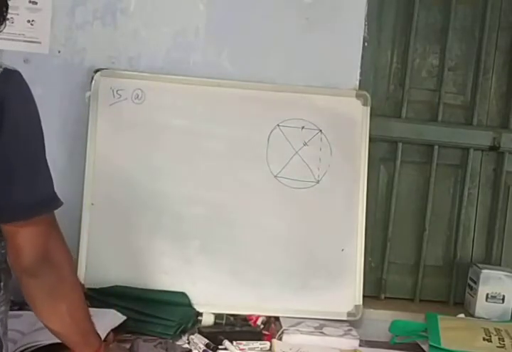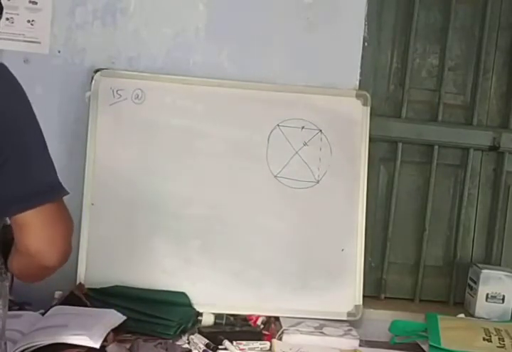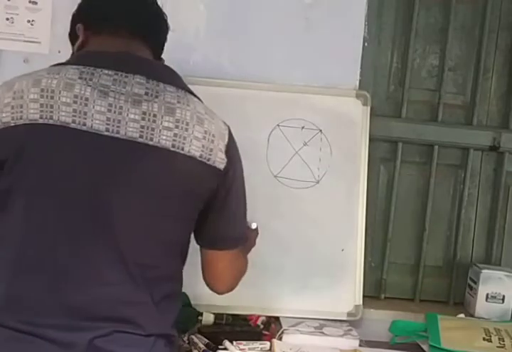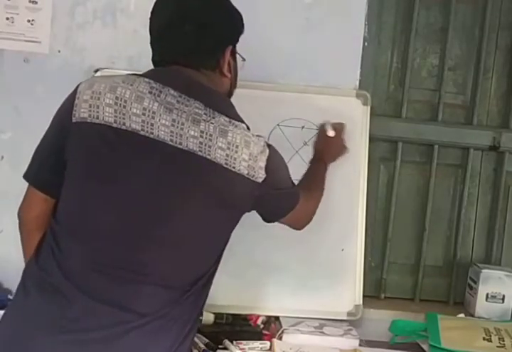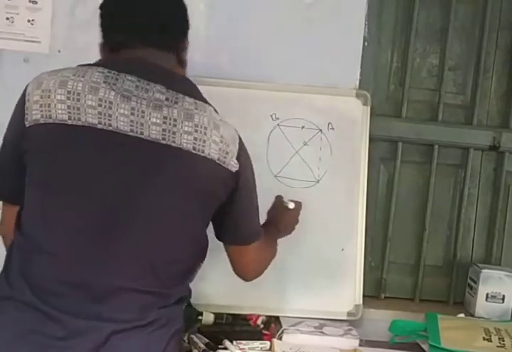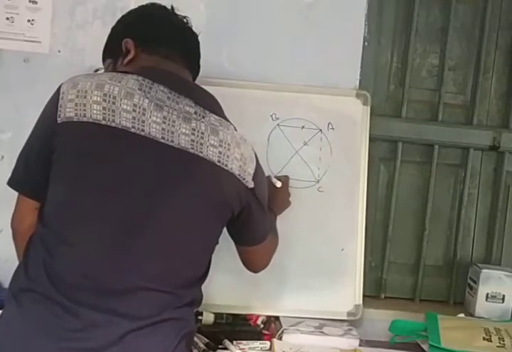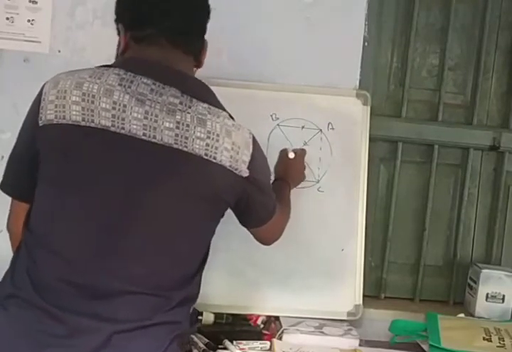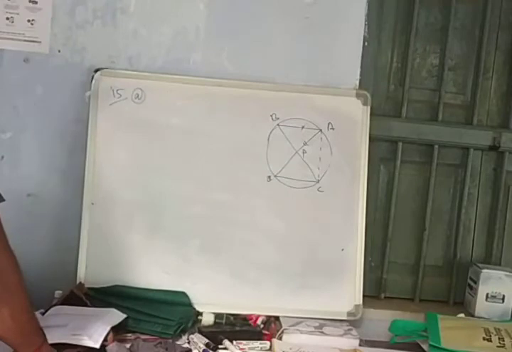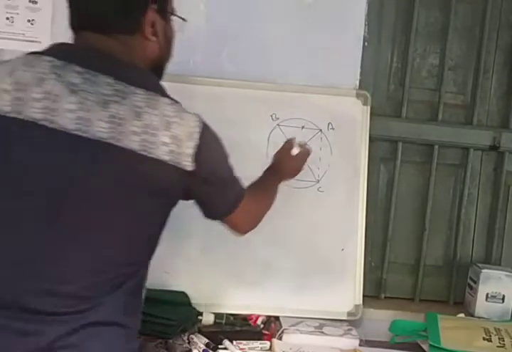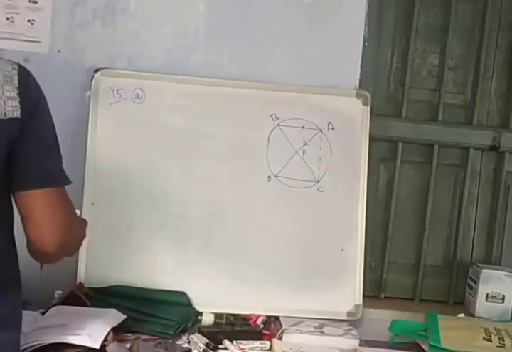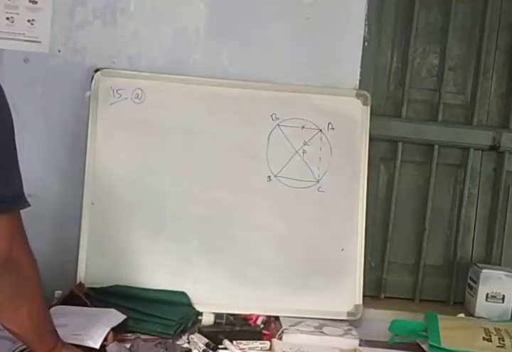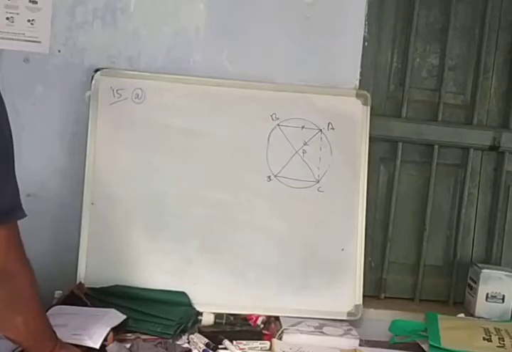It is given that in the figure P is the point of intersection of two chords BC and AQ. Name them: A, B, C, Q and P. P is the intersecting point of BC and AQ such that AB equals AP. Now prove that CP equals CQ.